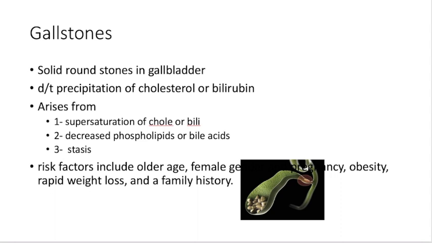And here you can see a picture of what it's going to look like. Here would be an obstructing stone down here. Otherwise, they just sit in there. They arise from three different methods, whether there's a supersaturation of cholesterol or bilirubin, or there's decreased phospholipids or bile acids, or there is cholestasis, meaning nothing's moving.